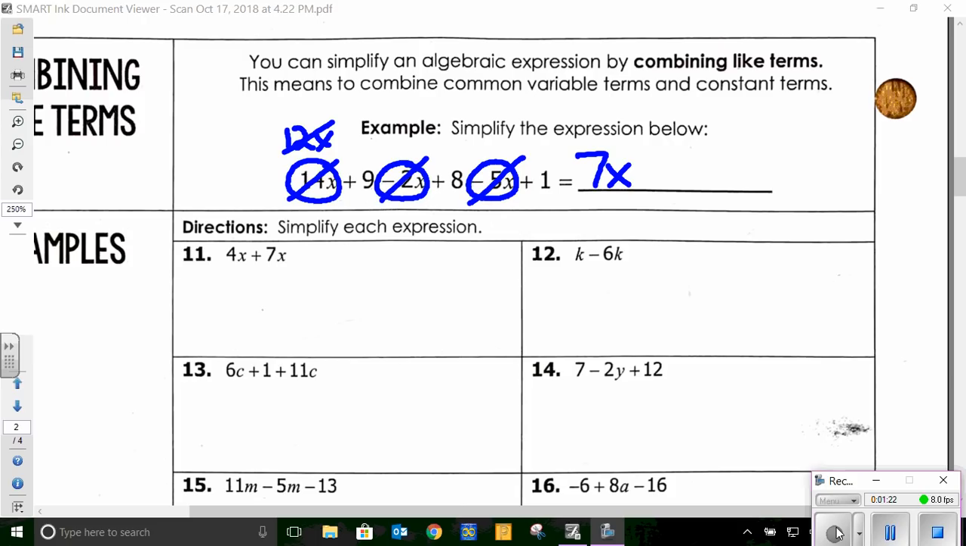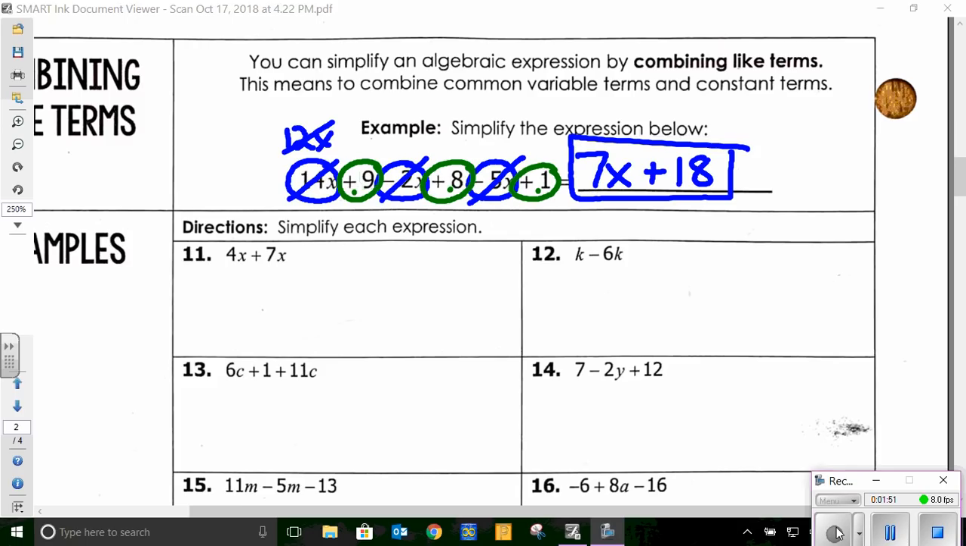Remember, I've also got to do all my constants, and the constants are going to be sort of the caboose of this. I mean the end of it, just like a train. I have 9 plus 8 plus 1. So I'm just adding all those. And remember, I can add in any order. So the easy thing is I'm going to add 9 plus 1. That gives me 10. Plus 8 is 18. So I'm going to add 18 to this 7x. This is my final answer right there. That is simplified. That's as simple as it gets.